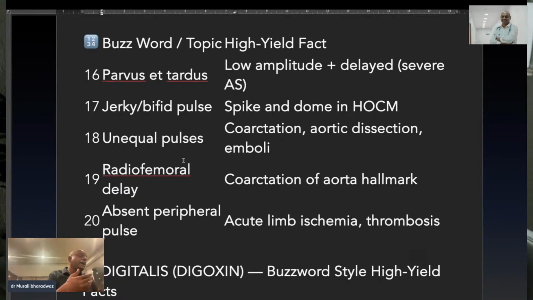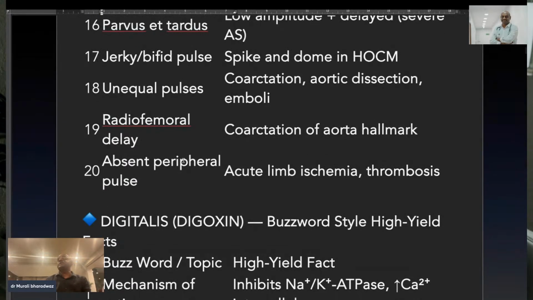Where do you feel the aortic stenosis murmur? Where will it radiate into? Carotids. Then jerky bifid pulse is a feature of spike and dome in HOCM. Unequal pulses are seen in coarctation, aortic dissection.